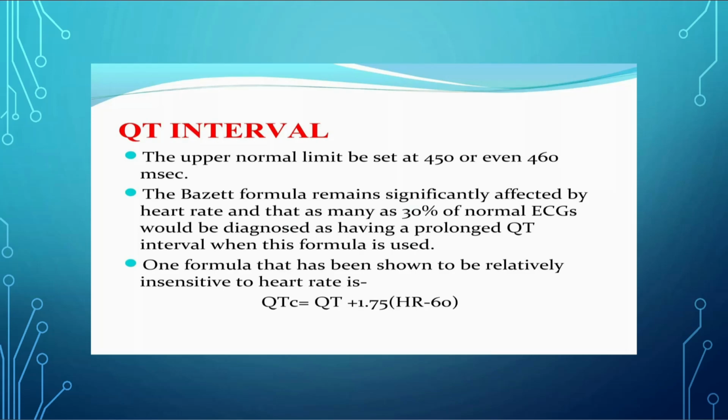One formula that has been shown to be relatively insensitive to heart rate is, so this formula is very insensitive. So we won't consider it. So we will consider that formula only. Corrected QT interval is equal to QT interval divided by RR interval.